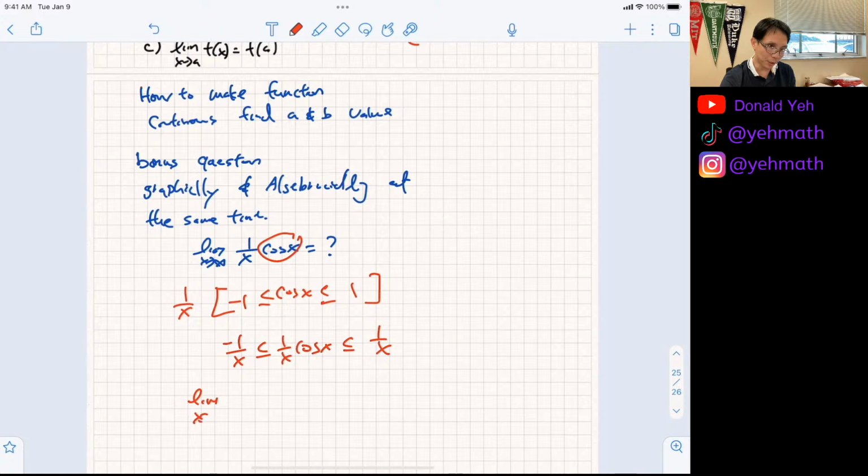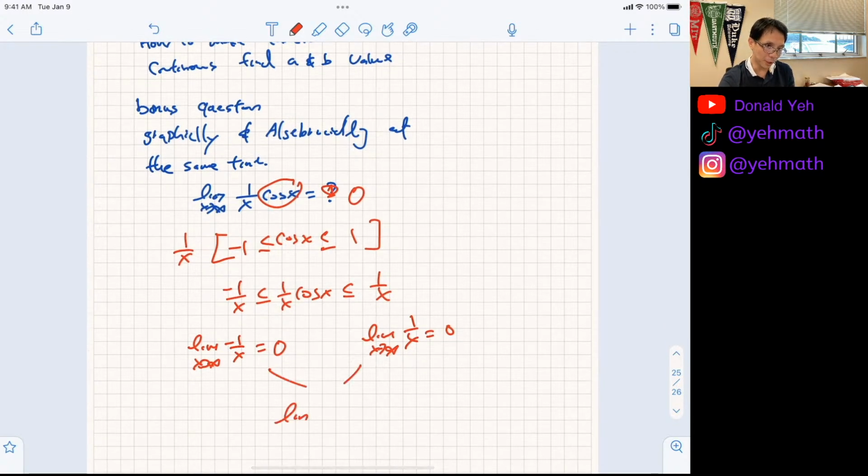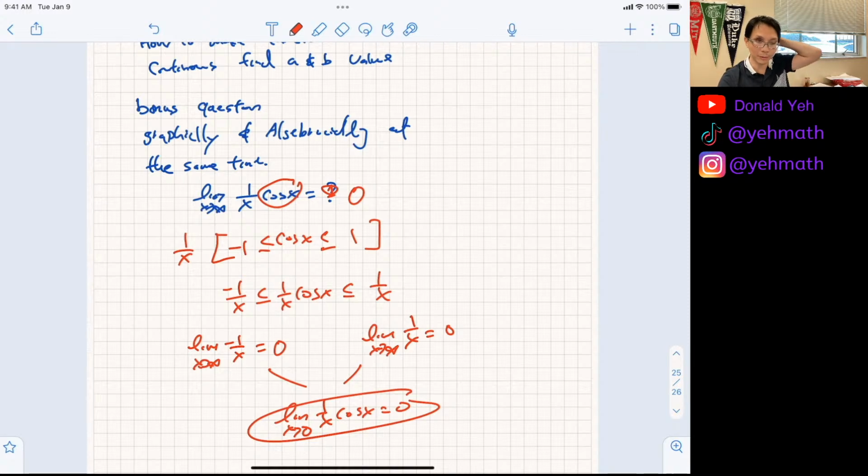Now, if x approaches infinity, this one is equal to 0. And limit x approach infinity of 1 over x, that's also equal to 0. Therefore, this one is also equal to 0, because there are two situations. Why is -1 over x equal to 0?